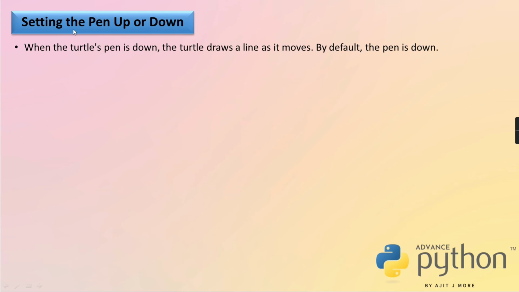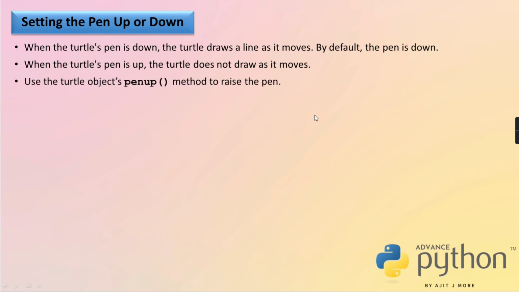Okay? See. So when the turtle's pen is down, the turtle draws a line as it moves. Why? Because when the pen is down, it is rubbing the paper, and as it is rubbing the paper, it's producing a mark, and by default the pen is down. And if you want, you can make the turtle lift its pen up. So when the turtle's pen is up, the turtle does not draw as it moves. So as the turtle is moving, going ahead, forward, backward, but as the pen is up, it is not rubbing the paper, it's not producing any output.